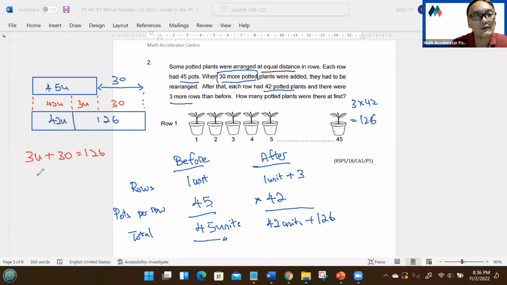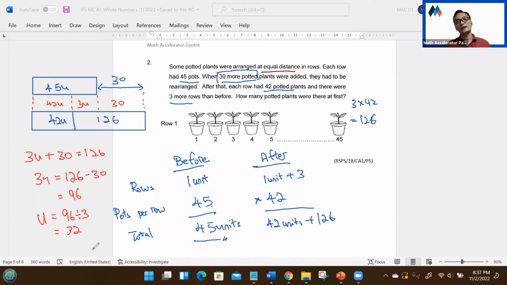Can you find out for me what's the value of 3 units? So 3 units is the difference between 126 and 30. So what's the final answer for this? So we'll have 96. Right? So if 3 units is 96, can you help me find out what's the value of 1 unit? Right? 1 unit, we'll take 96, divide by 3, and we should arrive at 32.